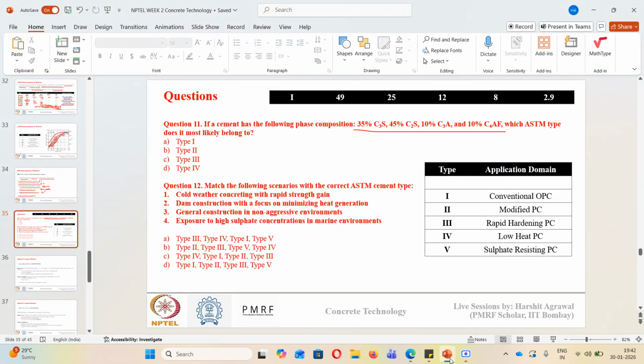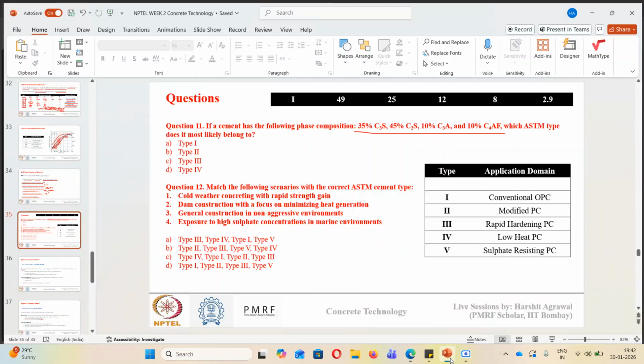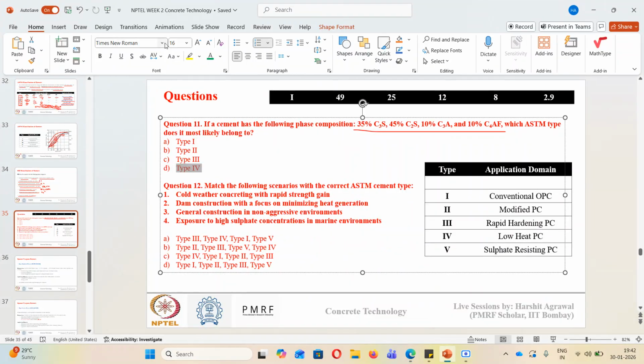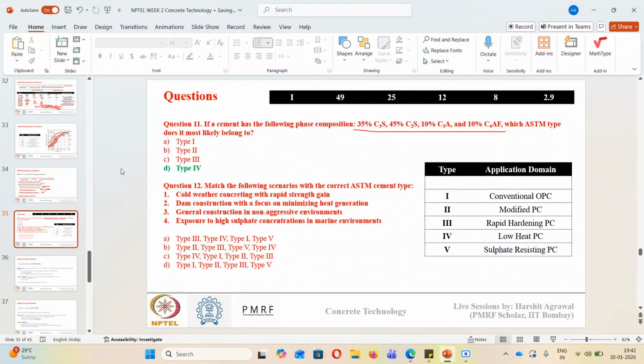Can anyone tell me quickly what change they can see? What is increasing? What is decreasing? Okay, so this is type 4 cement. If you see closely, this cement has higher C2S content compared to type 1. If I increase the C2S content, it means that my cement is low heat Portland cement, which was type 4.